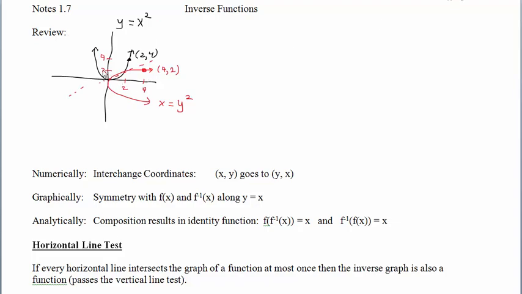So just recapping, the original y equals x squared is a function. However, its inverse graph is not a function. So I wouldn't call that an inverse function like the topic of the notes suggests.